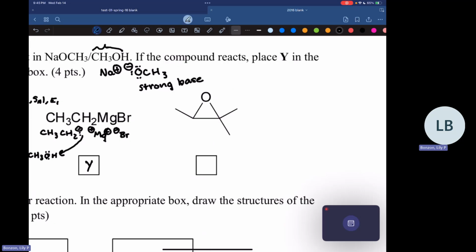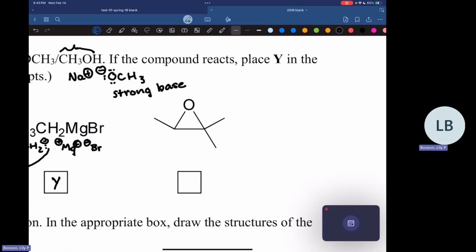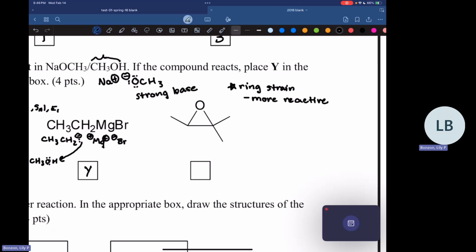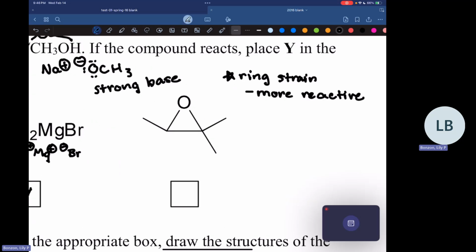Okay, so going on to our last structure, we've got an epoxide. One thing to note about epoxides, although they look similar to ethers, they're both oxygens connected to an R group on either side. Epoxides are a little bit unique in that the ring strain that they have makes them a lot more reactive.